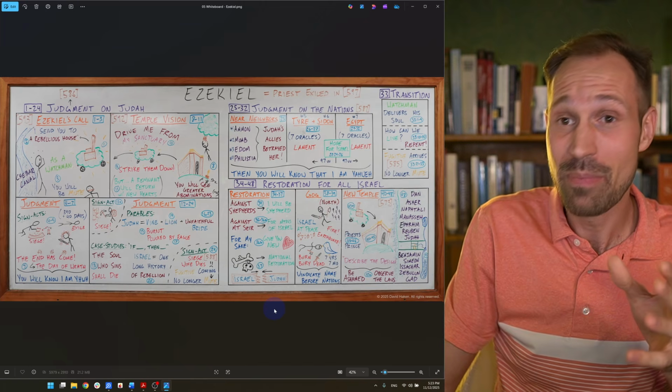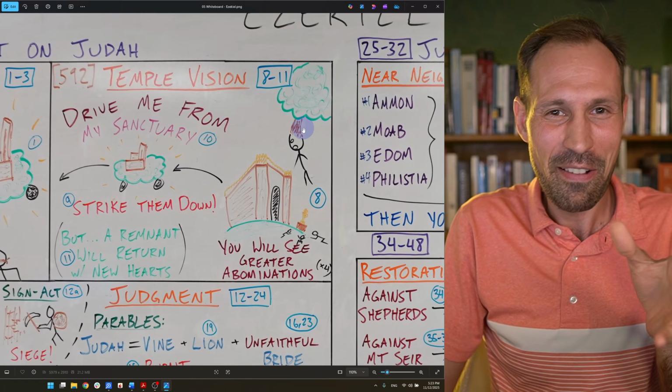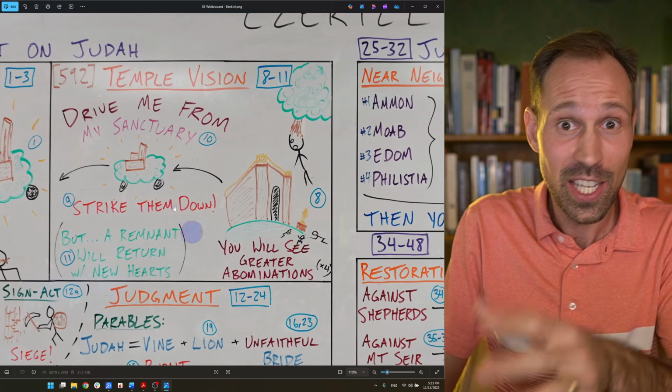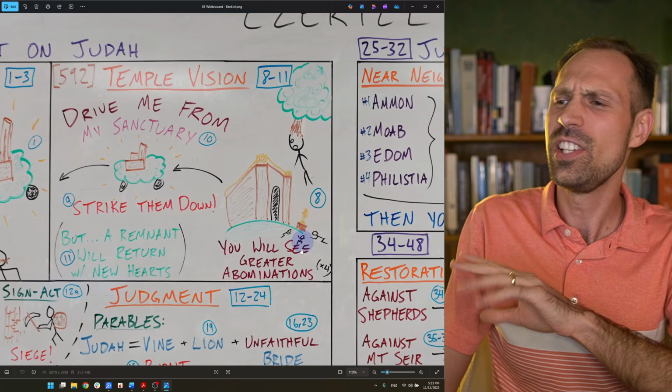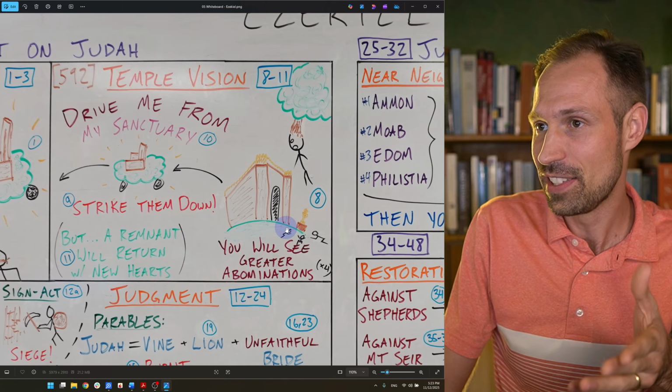Now, the second vision is more bad news. Instead of a hand reaching out and giving Ezekiel a scroll for him to eat, this time a hand is going to reach out and grab Ezekiel by a lock of his hair, pick him up, and carry him from Babylon to Jerusalem. There he is, Ezekiel, hanging by a lock of his hair. And what does he see when he gets to Jerusalem? He's going to see just this horrible idolatry taking place in the temple itself.